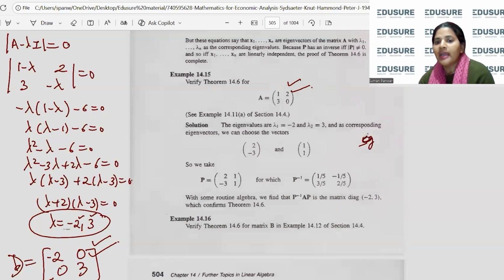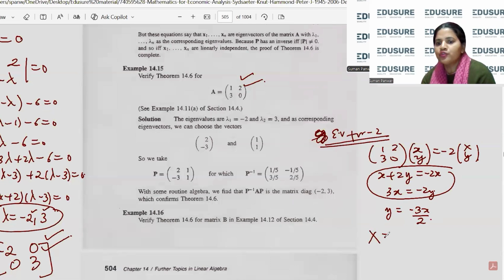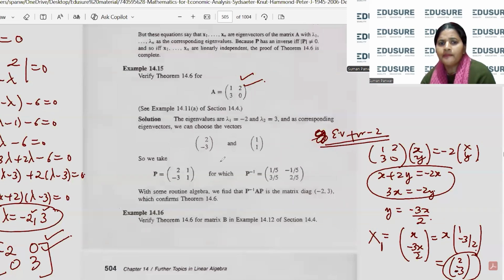So let us try to find an eigenvector for minus 2. I should have AX equal to minus 2X, so [1, 2; 3, 0] times (x, y) is equal to minus 2 times (x, y). So I should have x plus 2y equal to minus 2x, and then 3x equal to minus 2y. In both cases, we will get the same equation. So I should get y equal to minus 3x by 2. So my eigenvector x1 should be (x, minus 3x by 2). I can choose x to be 2, so it will be (2, minus 3). So this is my x1. You can choose anything.